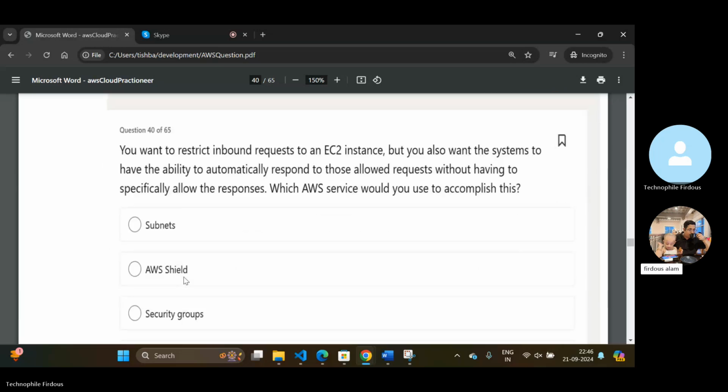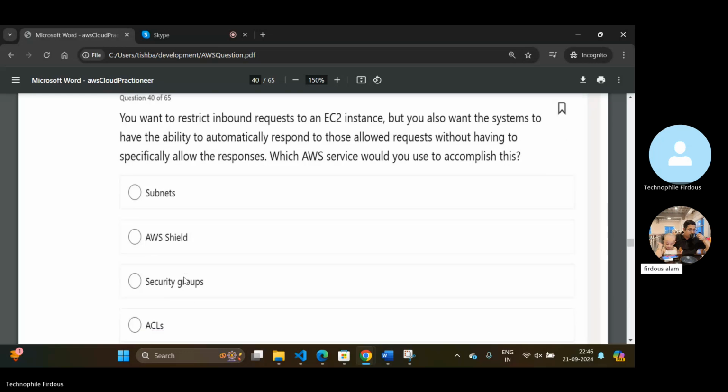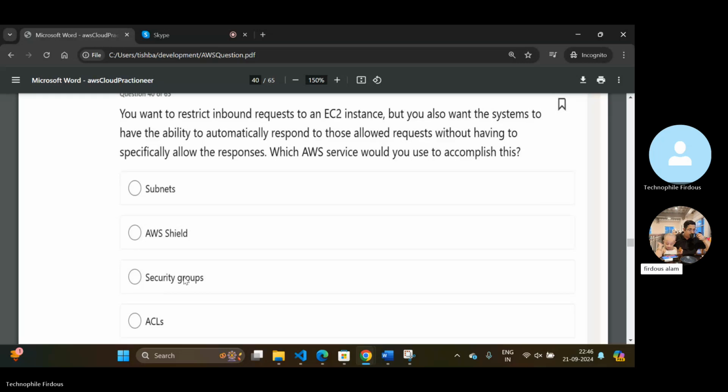Question number 40. This would be a very tricky one. I generally feel this kind of question is very tricky. So let's see what it is telling. You want to restrict the inbound requests to an EC2 instance, but you also want the system to have the ability to automatically respond to those allowed requests without having to specifically allow the response. Which service would you use to accomplish this?